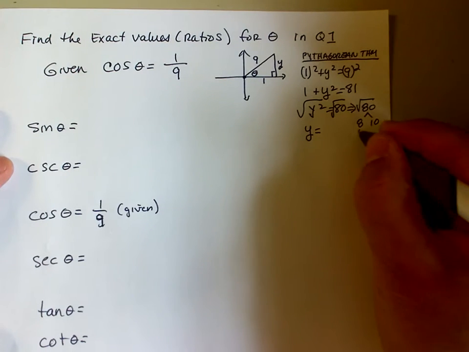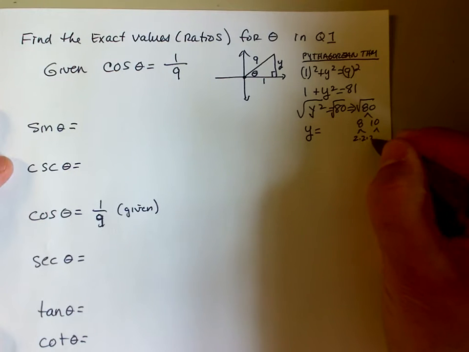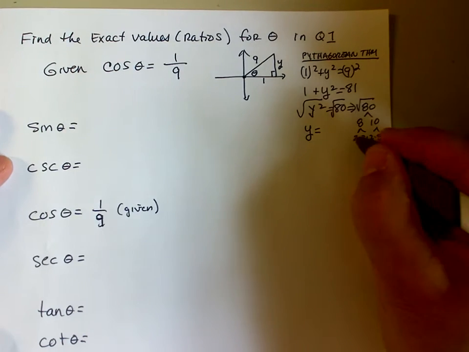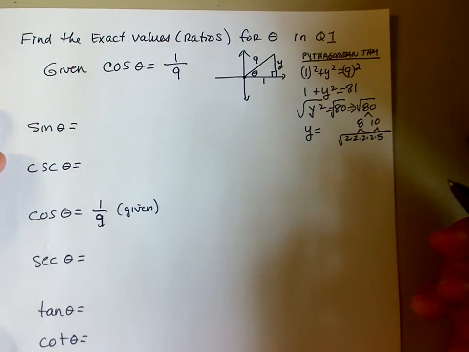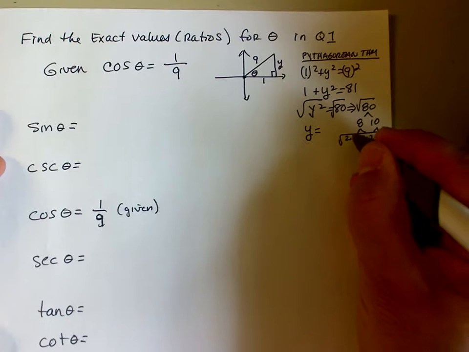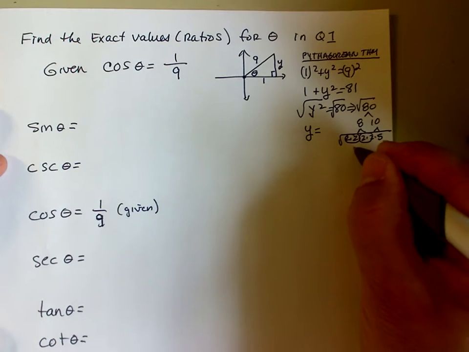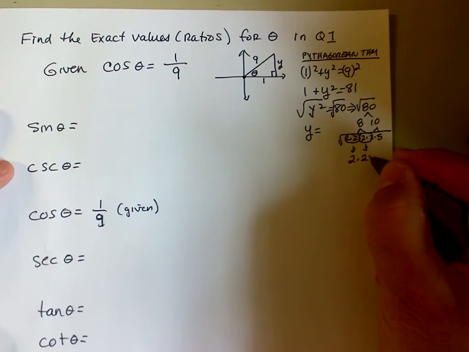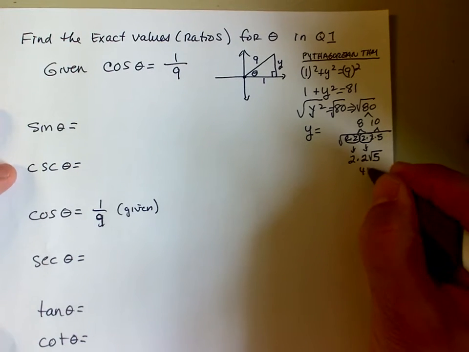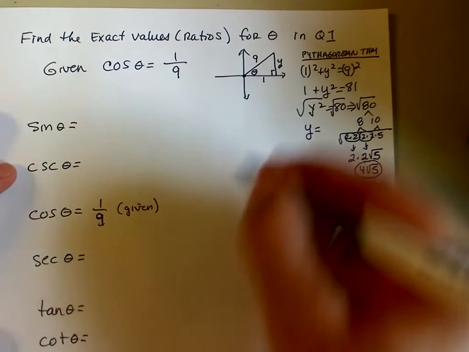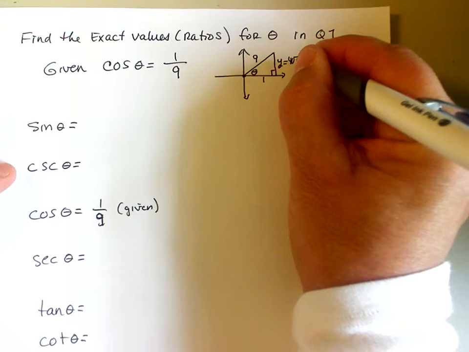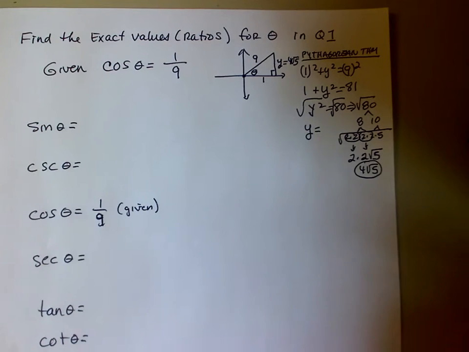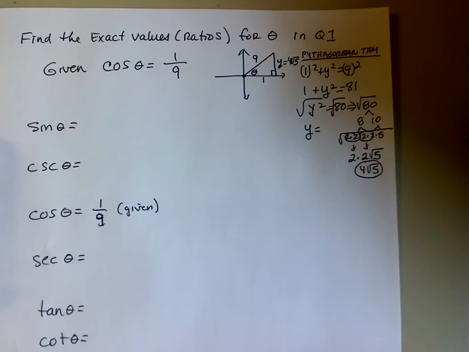Using the prime factorization of 80, we will then be able to find its prime factors. Here, the square root of 80 will simplify to 2 times 2 times the square root of 5, or 4 radical 5. We'll place that in our triangle, and we can now find the value or the values of the remaining functions.